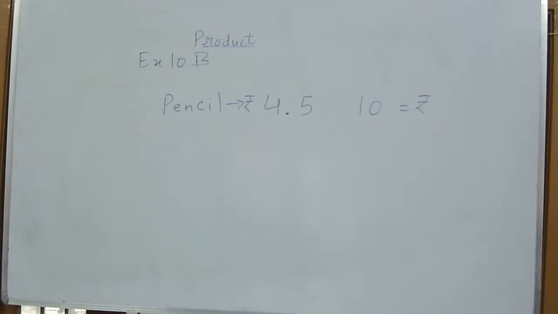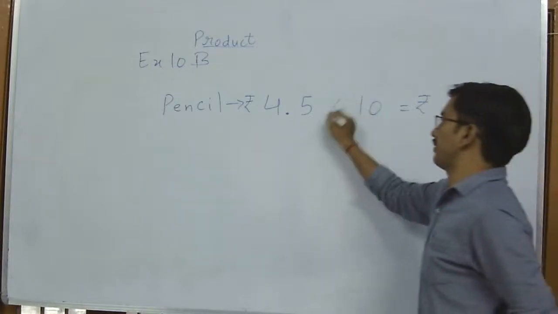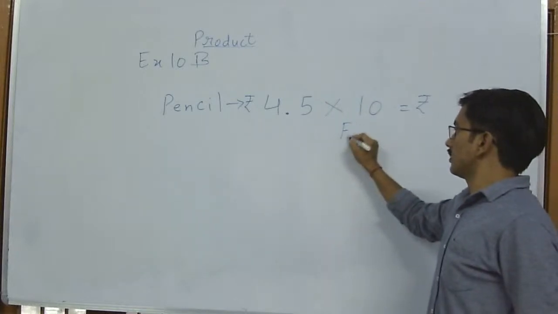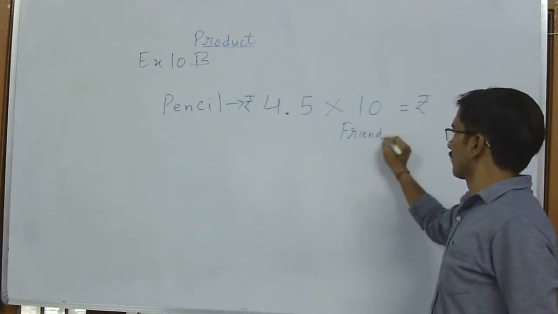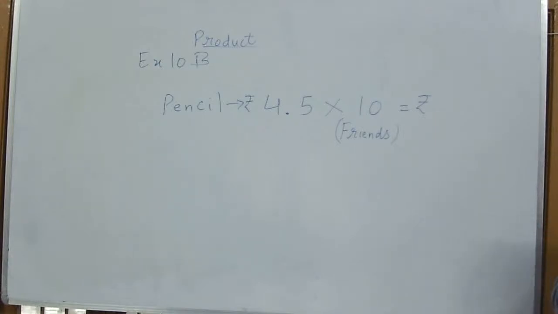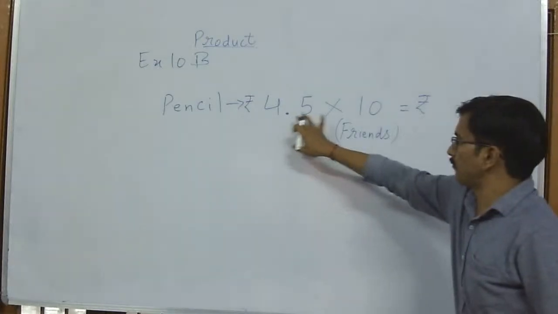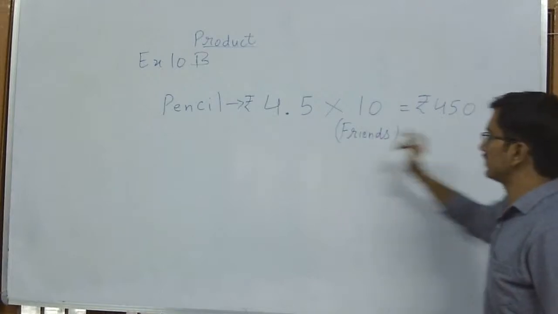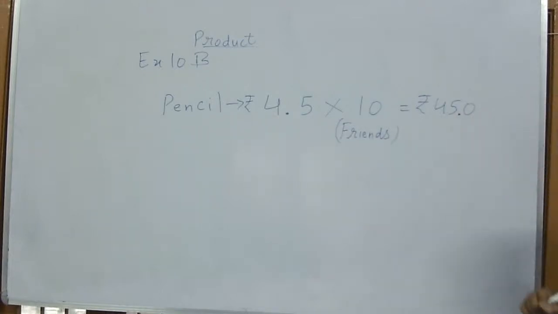Yes, you should multiply. What will be the answer I asked? 4.5 multiplied by 10. There are 10 friends. 45 multiplied by 10 is 450. There is one decimal place, so we will put the point after one place from the back. 45 rupees. Very much correct.